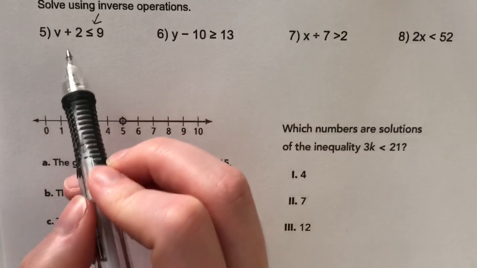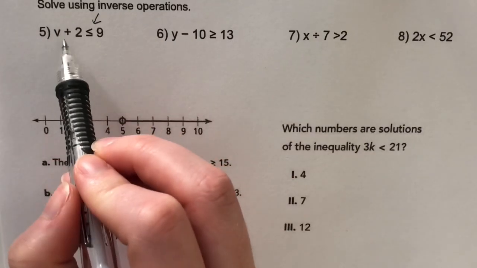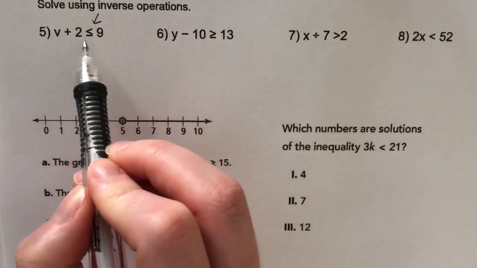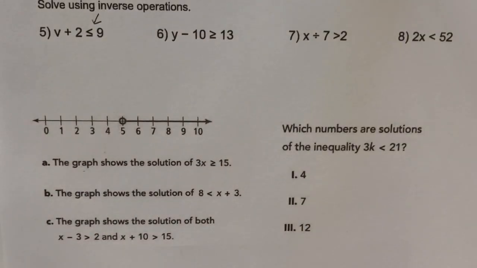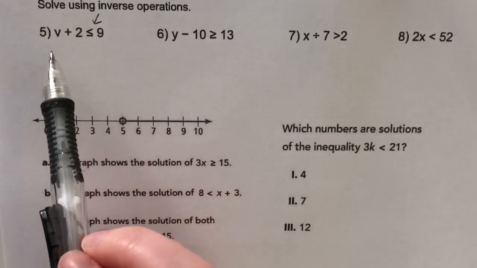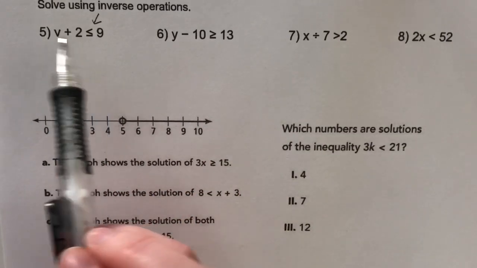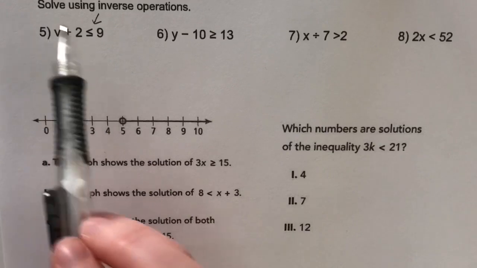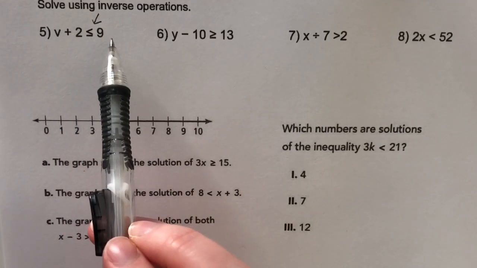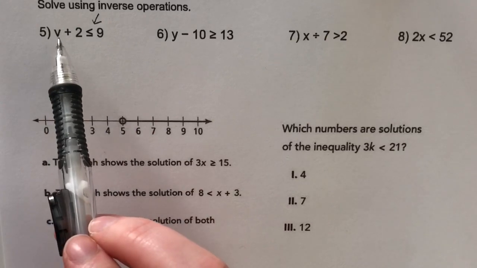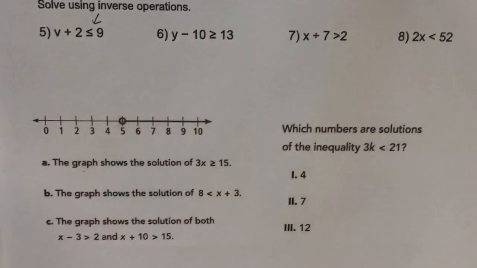So what I'm trying to figure out is what number can I put in here for v that makes this side of the inequality less than or equal to 9. And there's a lot of numbers I could put in here. I could put 1, I could put 2, I could put 3. There's lots of numbers I could put in here that would make this side of the inequality less than 9, as long as I don't put too big of a number. So how do I sum up what all of those numbers are?